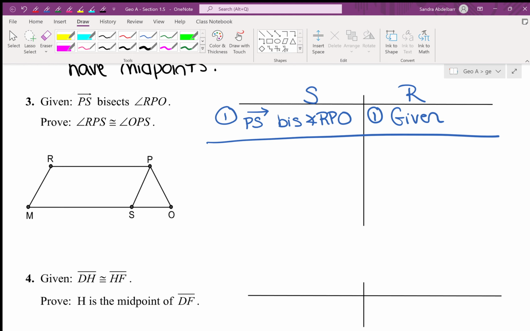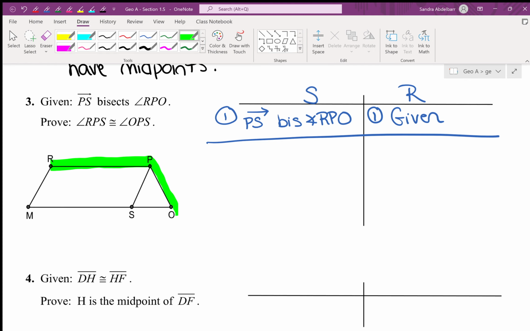So now when it says ray PS bisects angle RPO, let's trace this angle, R to P to O. When you bisect an angle, you go to the vertex of that angle. Which point is the vertex? P. You go to the vertex, you go to the middle letter, and then you look inside. Do you see two angles now made inside of that green angle? Yes. So when you bisect an angle, you're going to conclude that you have now two congruent angles.